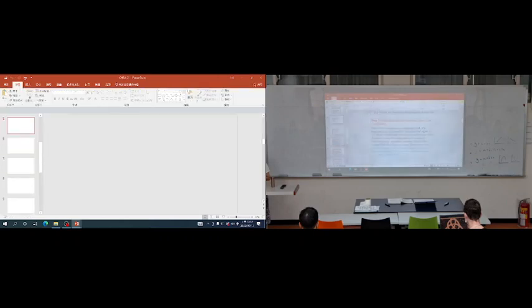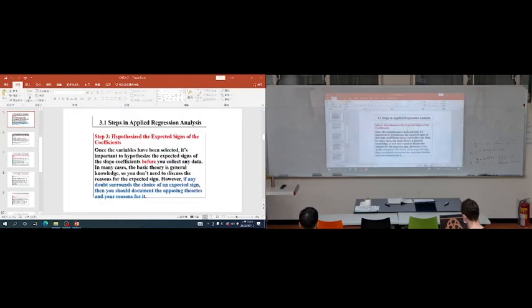Okay, step 3, hypothesize. Okay, hypothesize. So again, the expected sign of the slope coefficients, you have to hypothesize them before you collect any data. It's not the result of what you see. Okay? You need to hypothesize the expected signs of the slope coefficients before you collect any data. Okay? And if you have any doubts about the choice of expected signs, then you should document opposing theories and your reasons for it. Okay, always show the theory to support your result.